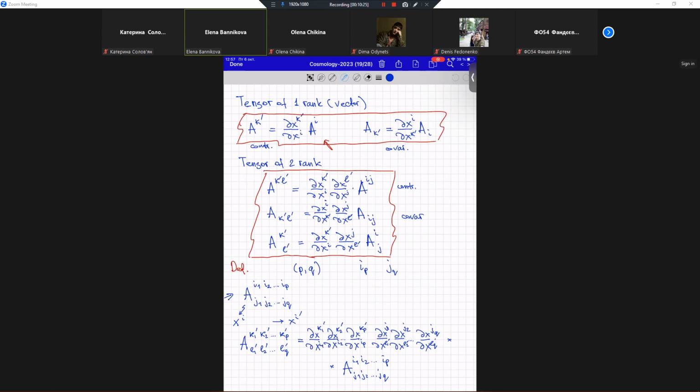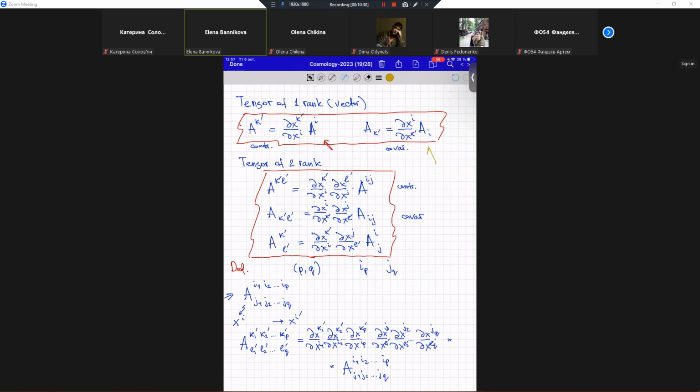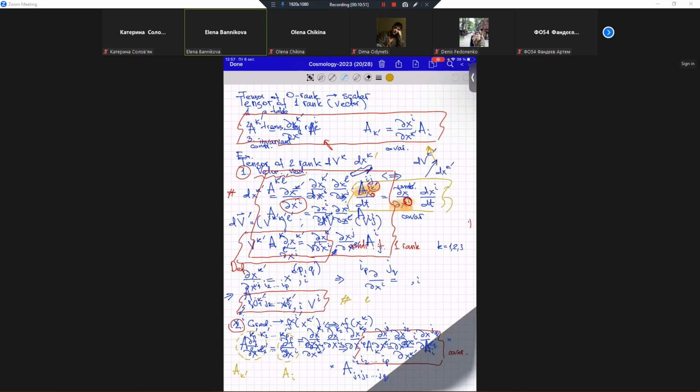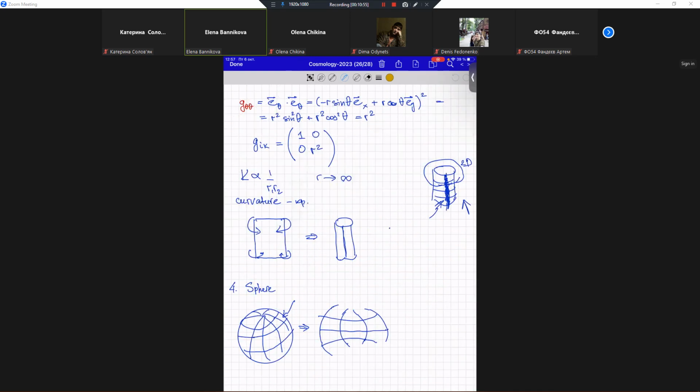Okay. This one. This is exactly the formula of how to transform a vector from the primed reference system to the non-primed one. If you would like to write it otherwise, so you understand how to do it. So using this formula, we will obtain the following.